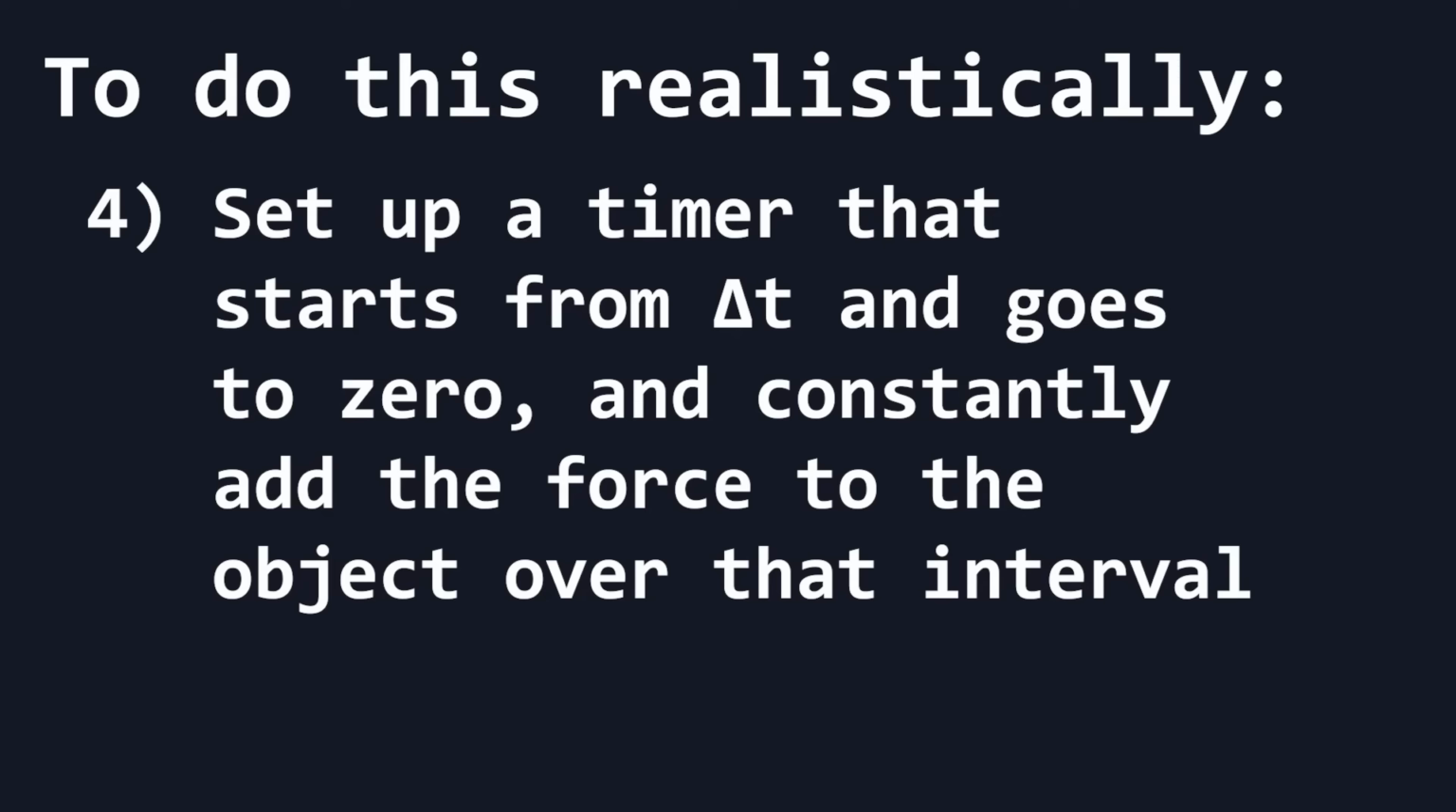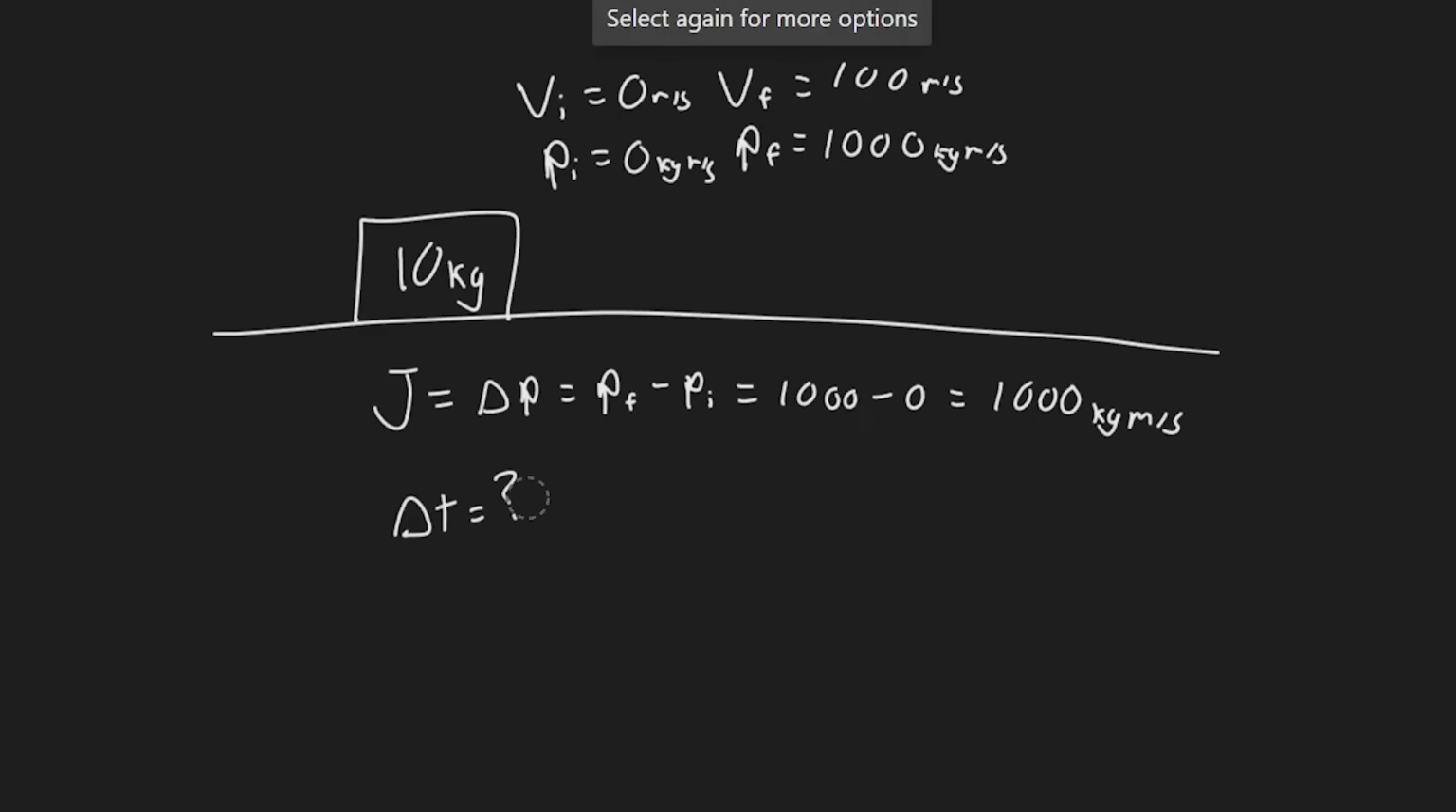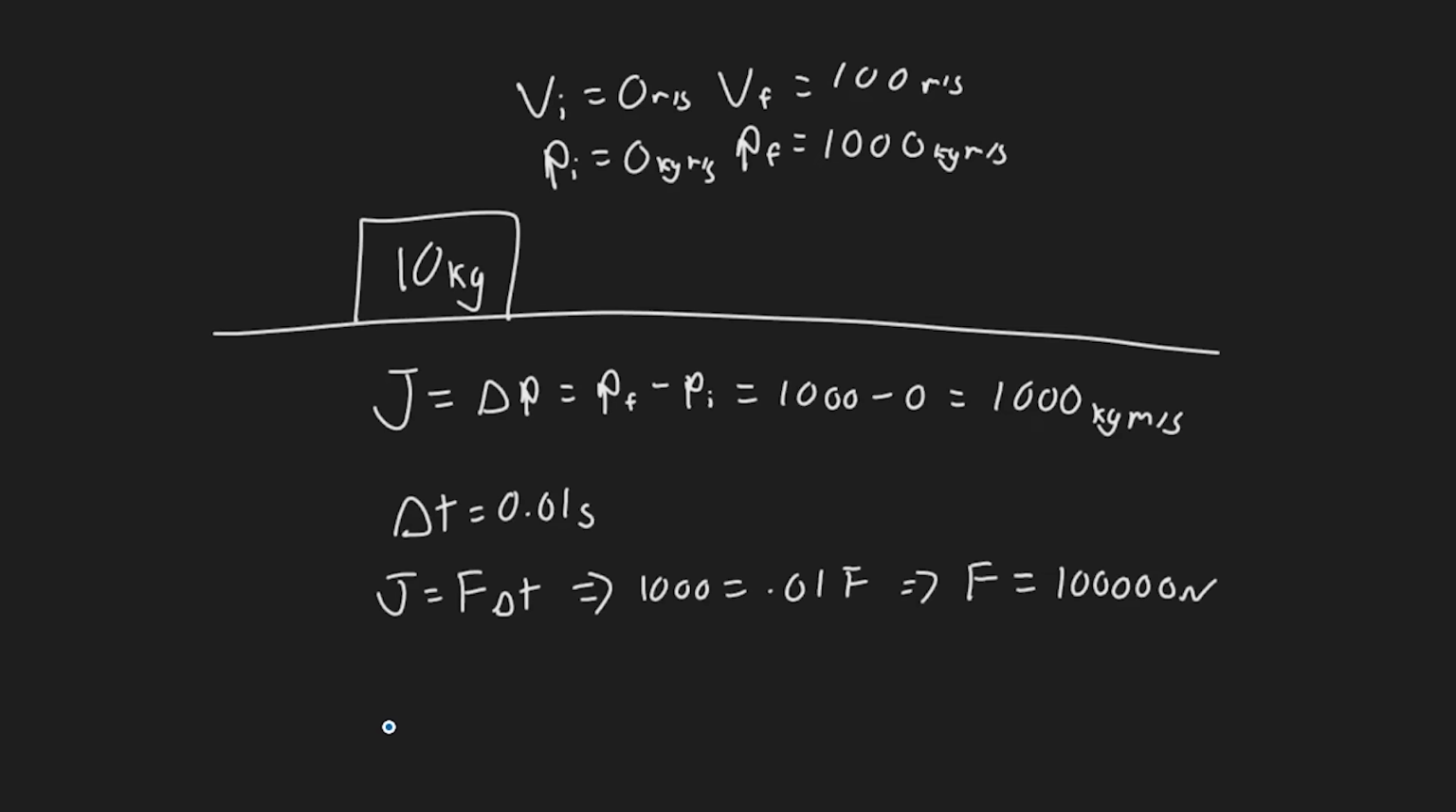force over that interval. For example, if I want a 10 kilogram object at rest to achieve a velocity of 100 meters per second, my impulse would be final momentum minus initial momentum, so 100 times 10 minus 0 times 10, or 1,000 kilogram meters per second. Next, I want to think about how fast this should happen. Let's say 0.01 seconds. So now I set up my J equals FT equation and plug in my variables. So 1,000 equals 0.01F, divide both sides by 0.01 to get a required force of 100,000 newtons.